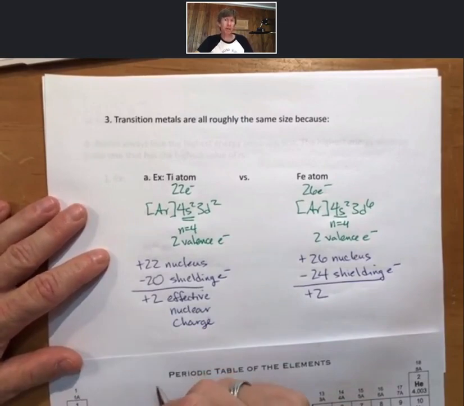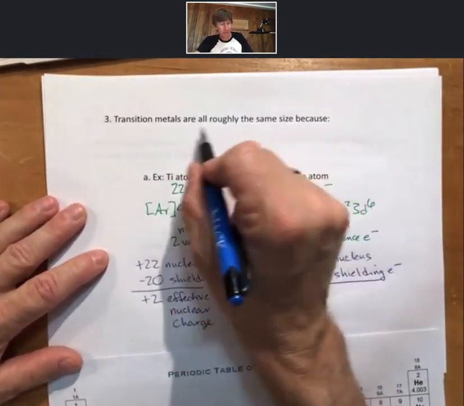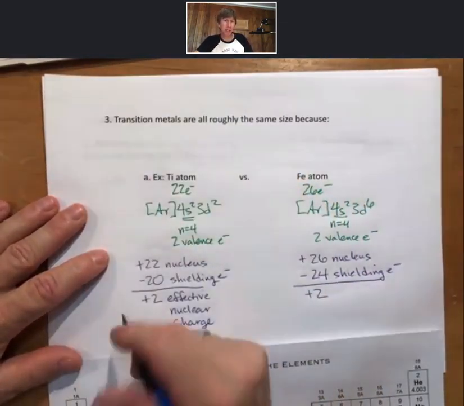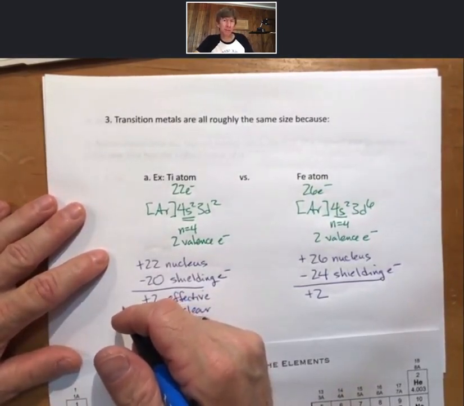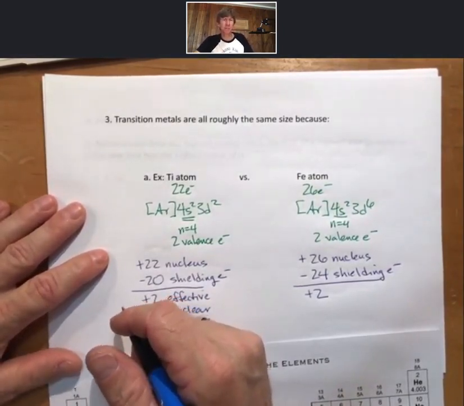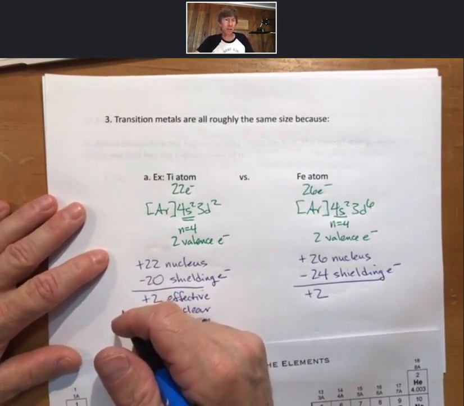Now there are small variations in the radius and the size of the transition metals, but that is because this is a simplification of the process, but it is a reasonably good approximation.